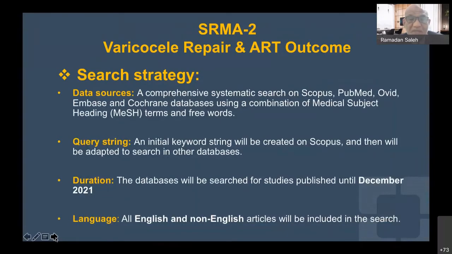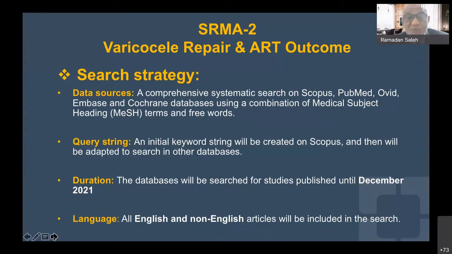As Florence showed in the first meta-analysis, we will almost follow the same strategy in terms of the data sources. We will conduct a comprehensive systematic search on Scopus mainly, as well as PubMed, Ovid, Embase, and Cochrane databases. We will create an initial keyword string on Scopus, and this will then be modified so that it is suitable for other databases.